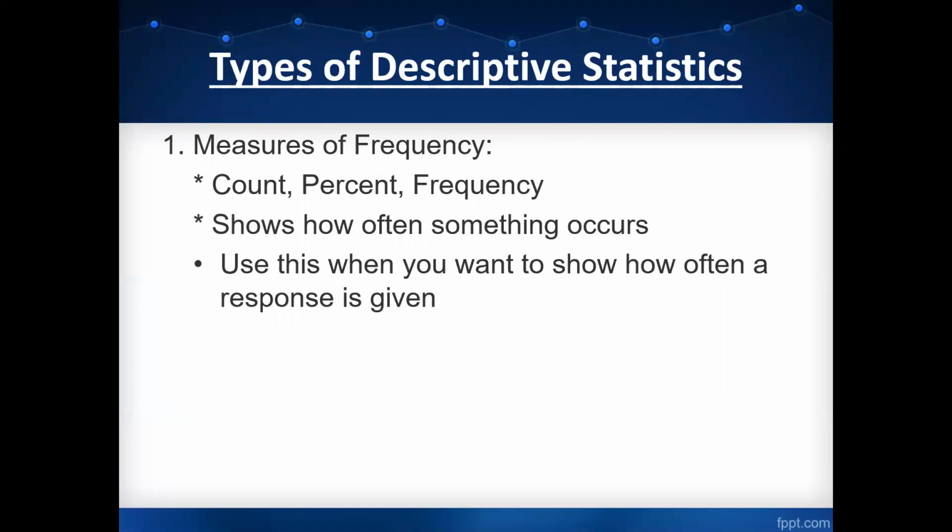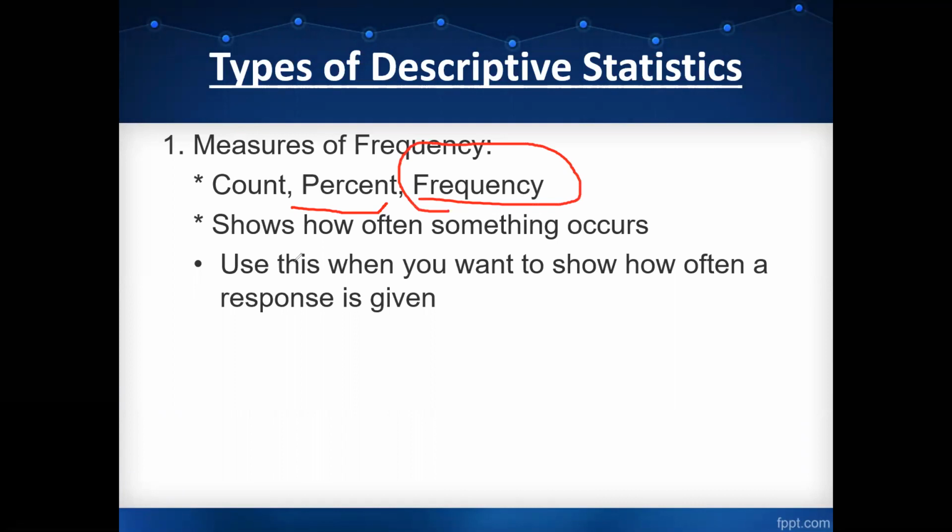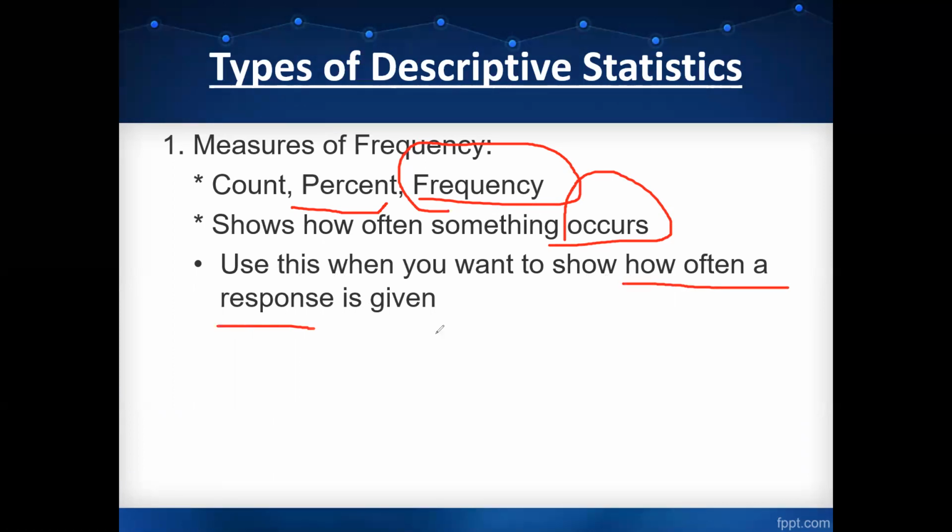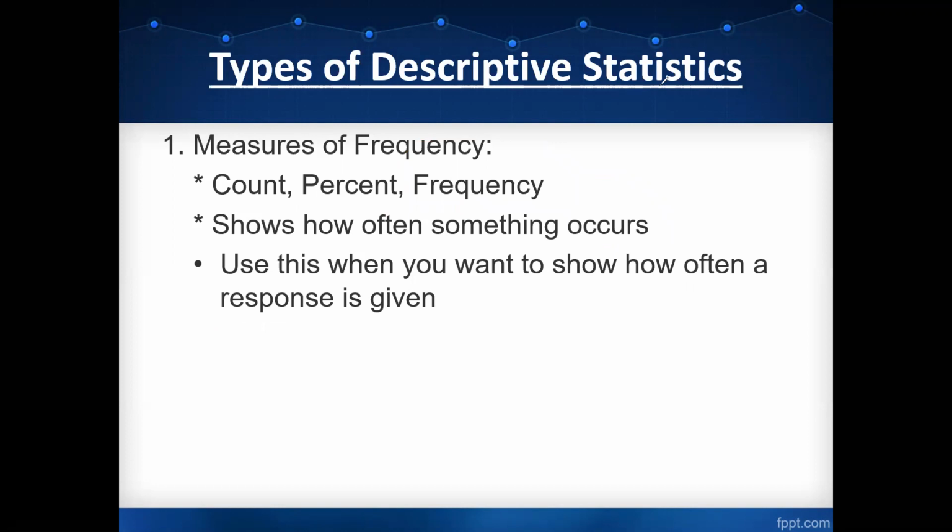And there are four different types of descriptive statistics. Number one, we have the measure of frequency. When we say frequency, it's about the counting, it's about the percent, and we call it the frequency. Sometimes it shows when it occurs, how many times it occurs. So use this when you want to show how often a response is given.